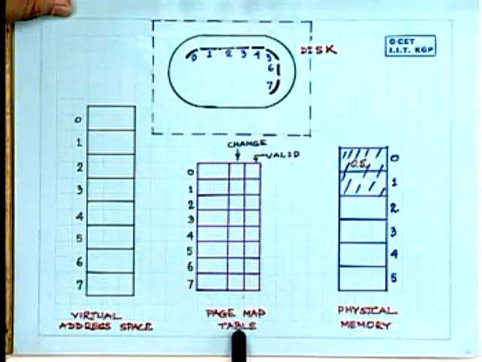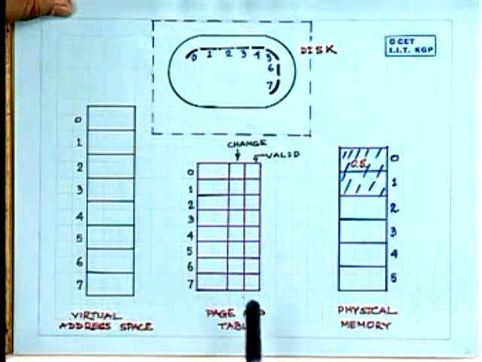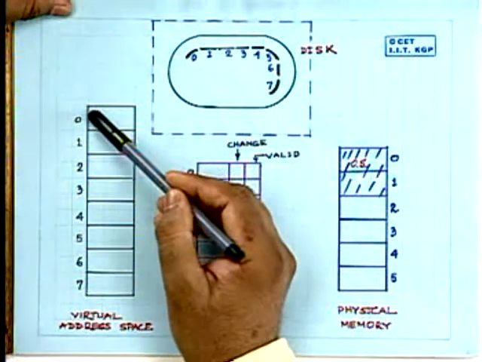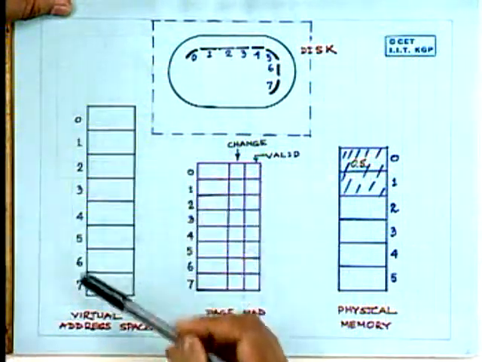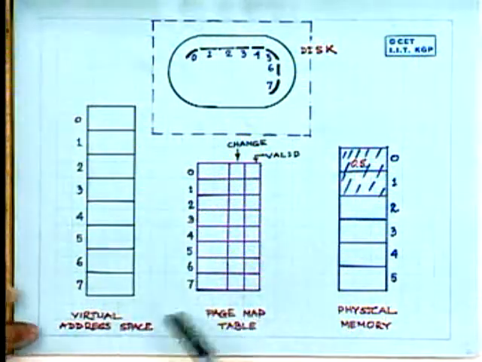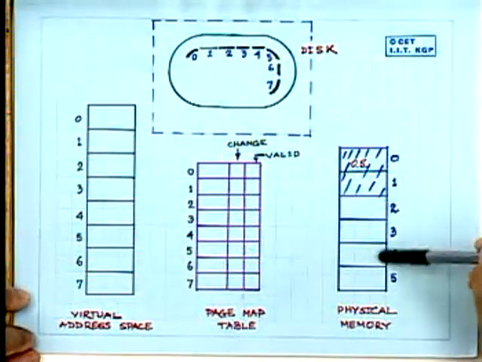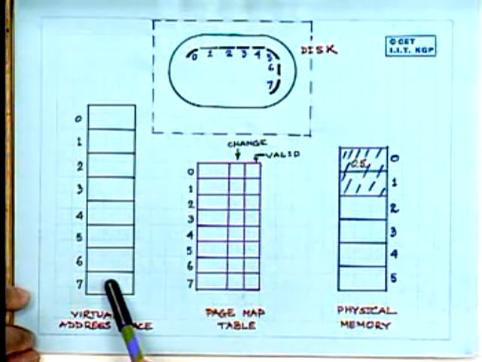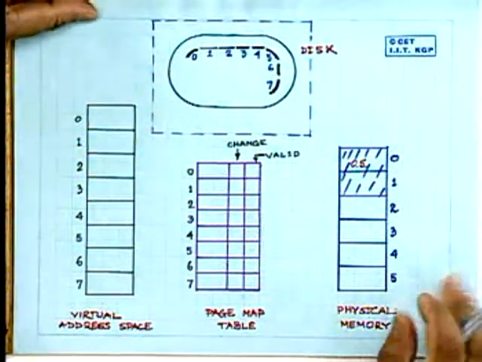Now here is the page table for this process. As I said, there's a single process I'm trying to run. You can see the size of the entire process is 8 pages. Here we have only 4 frames available to run this process. Let us see what happens.